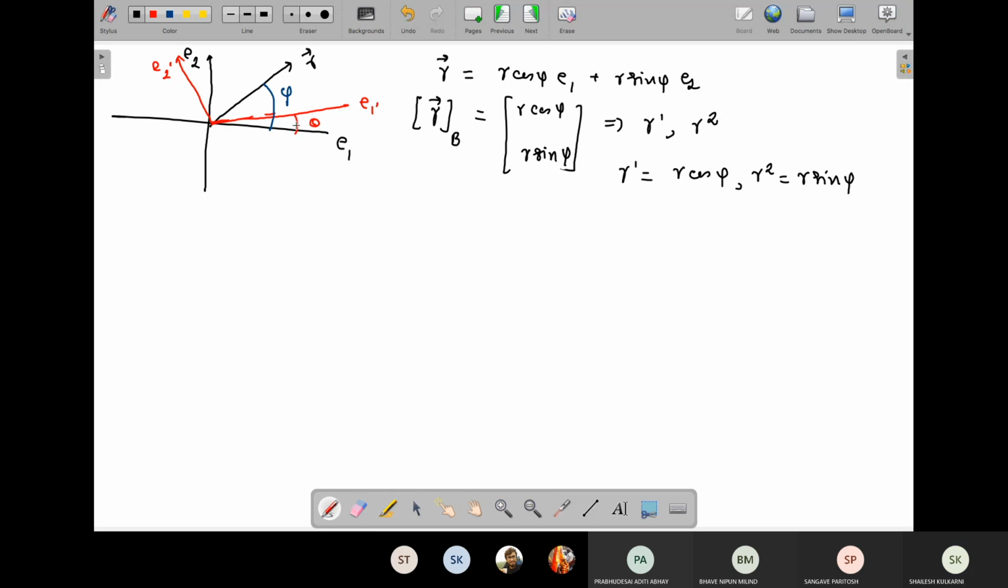Now you consider the red basis. What will be the resolution of R in terms of e1 prime and e2 prime? The same vector, I am writing in the red basis. So it will be R cos of the angle between this and this, that is phi minus theta. So R cos(phi minus theta) e1 prime plus R sin(phi minus theta) e2 prime. These will be the components.